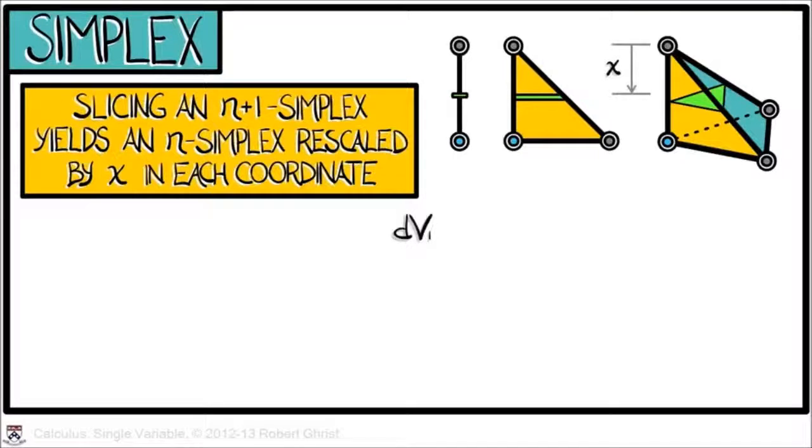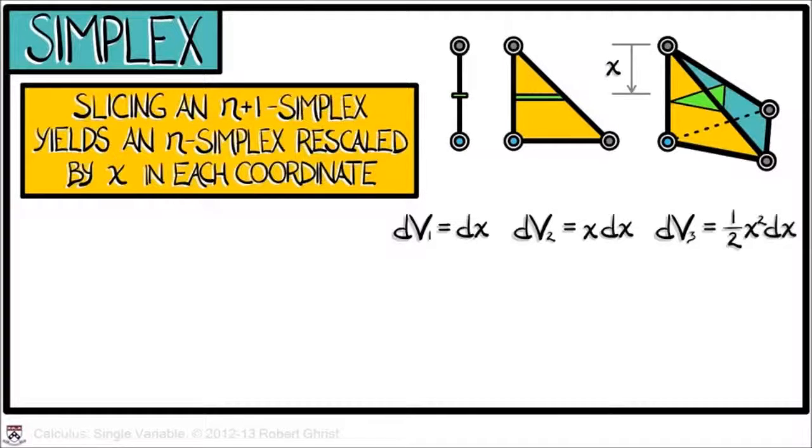So, for a one-dimensional simplex, the appropriate volume element of the slice is nothing more than dx. In a two-dimensional simplex, the appropriate area element is what? It's simply x dx. In the three-dimensional case, well, we've done this before. This is going to be 1/2 x times x dx.